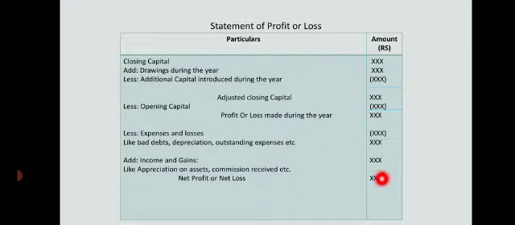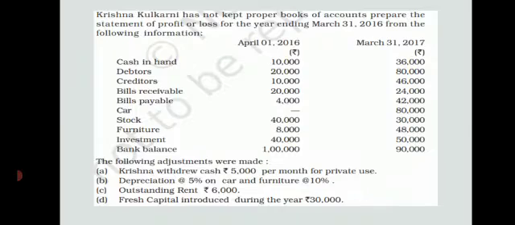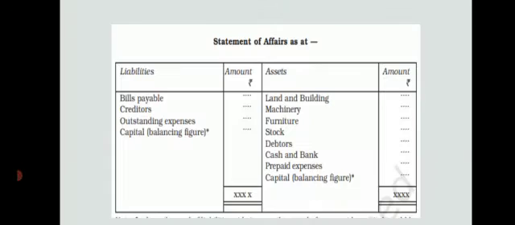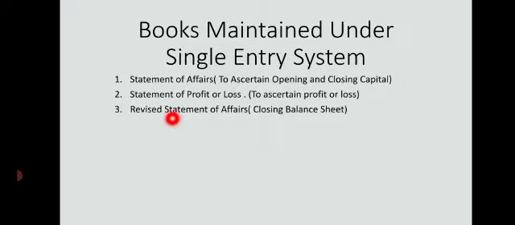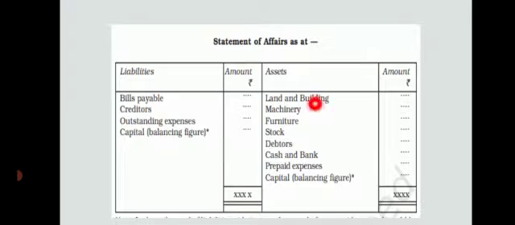And then the final answer, whatever answer you get, we call it net profit or net loss. So this is the format of the statement of profit or loss. It starts with closing capital and ends with net profit or net loss. The revised statement of affairs, the third statement we prepare, is nothing but the closing balance sheet, whose format we have already seen. It is the same format, but instead of statement of affairs we write revised statement of affairs, and it is the closing balance sheet of the firm.